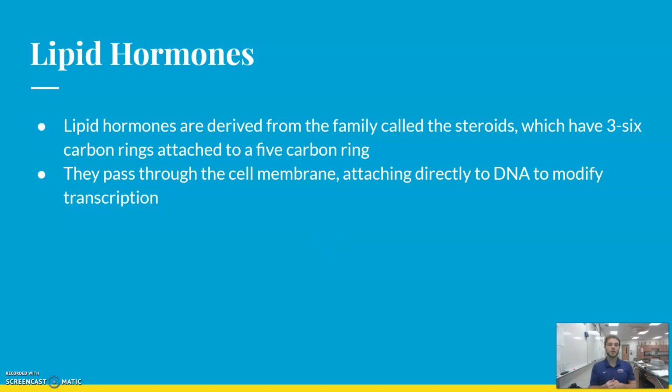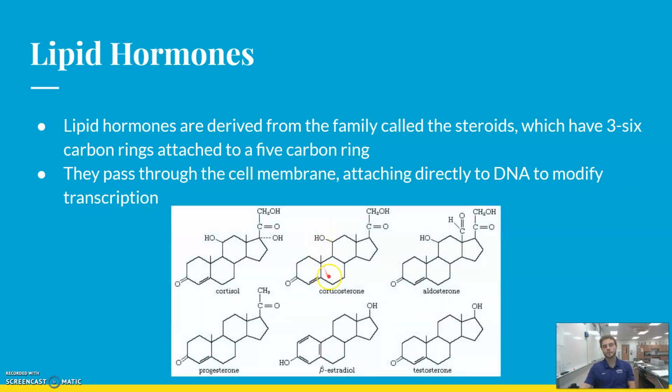But lipid hormones are really, really effective because they're able to pass through the cell membrane. They're hydrophobic, just like the hydrophobic tails that you have on that phospholipid bilayer. And so they pass through the cell membrane and are able to get directly to the DNA to begin transcription of whatever final product is needed by the body and from that cell.